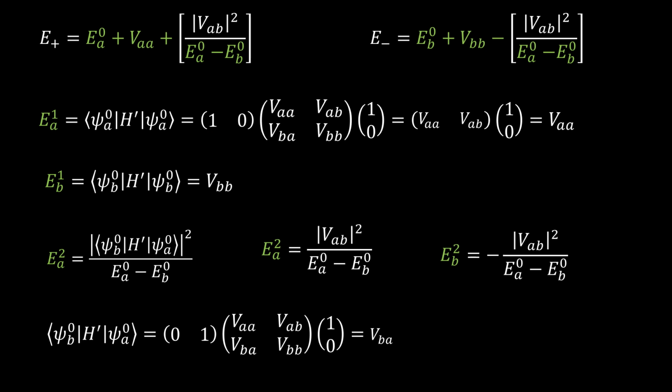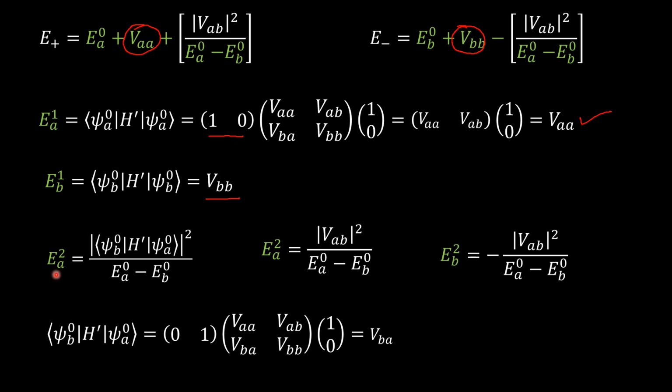Now you multiply this row and the first column, which gives VAA, and this row and the second column gives VAB. Then again you multiply by 1, 0. Now if you multiply by this 1, 0, row matrix and column matrix, you will get VAA. This is the first order energy correction. Then for psi B, in a similar manner, you will get VBB as the first order energy correction. So naturally the second order correction is the third term here and here. We will do it in a formal way.